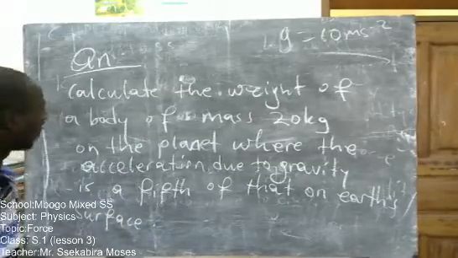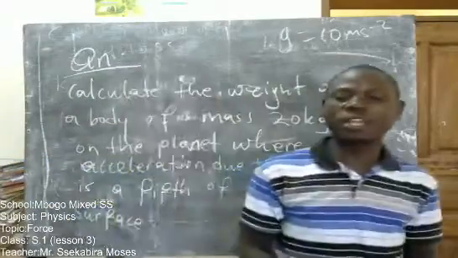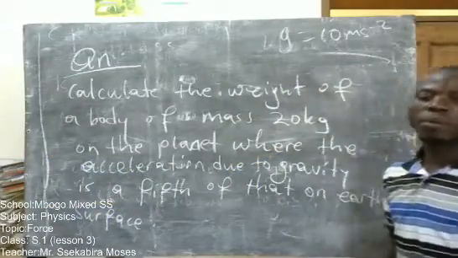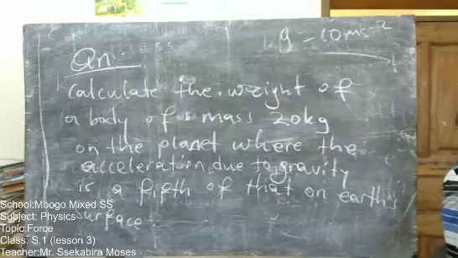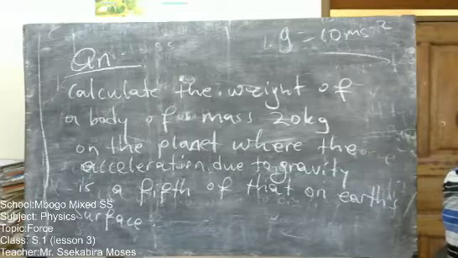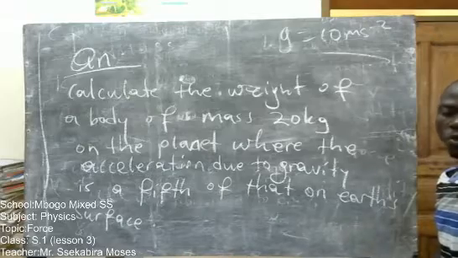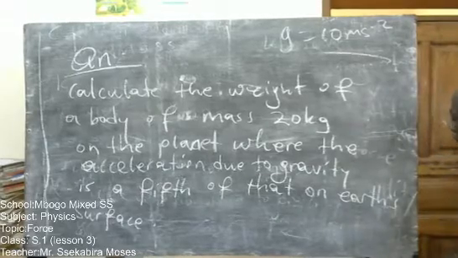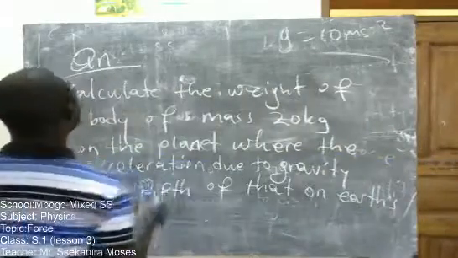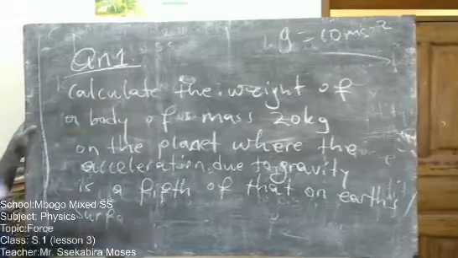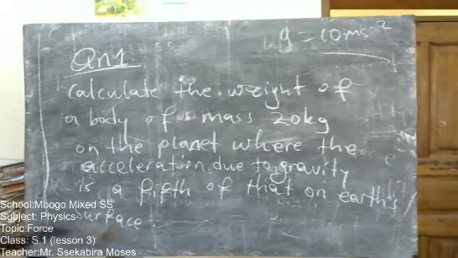Calculate the weight of a body of mass 20 kilogram on a planet where the acceleration due to gravity is a fifth of that on Earth's surface. So this is your question.